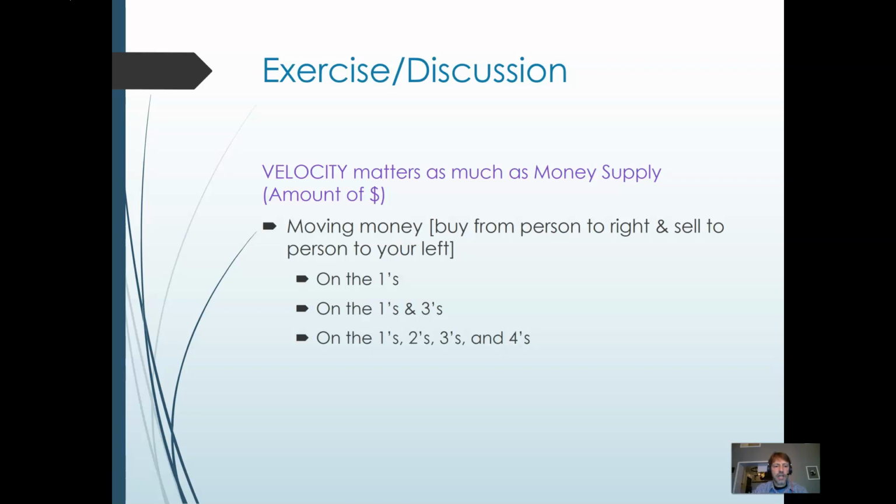So your exercise for this time is looking at velocity as well as money supply. Moving money, buy from the person to the right, sell to the person on the left. So this is an exercise I would typically do in class. What we're going to do for those of you who are online is I will open up one of the exercises for the chapter, and that exercise is the one that you'll complete in place of this in-class experience.